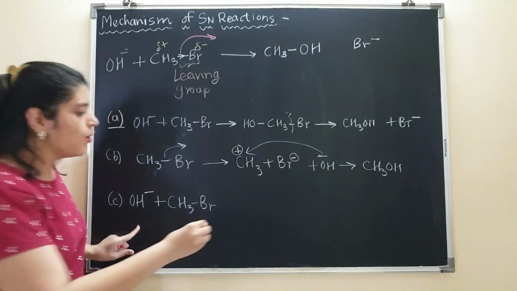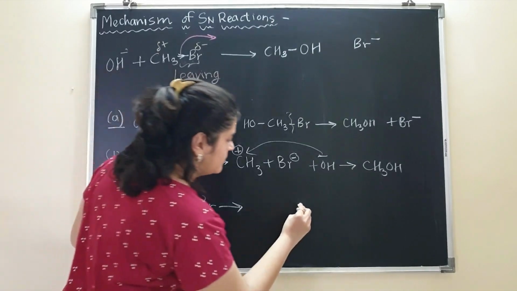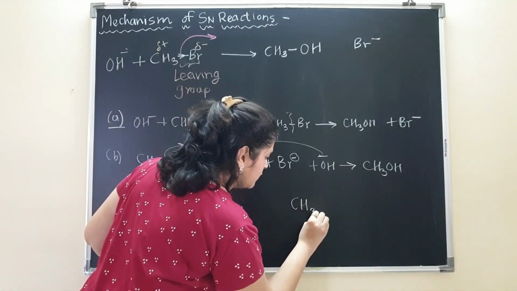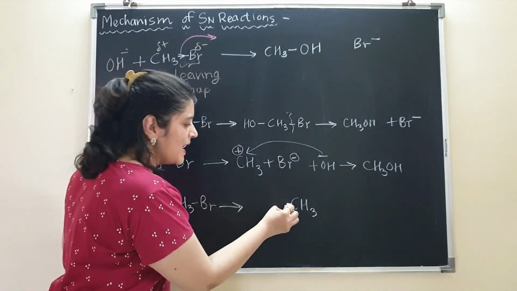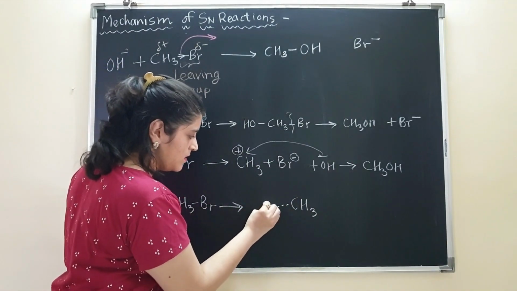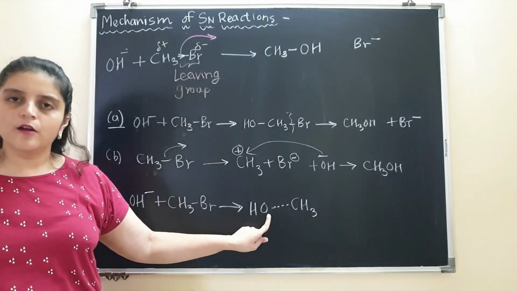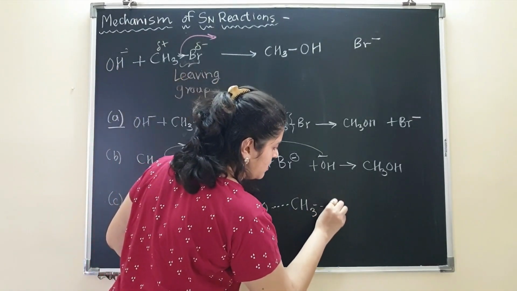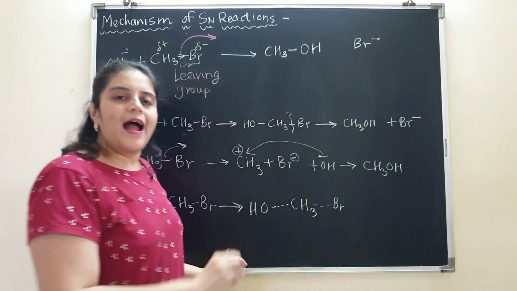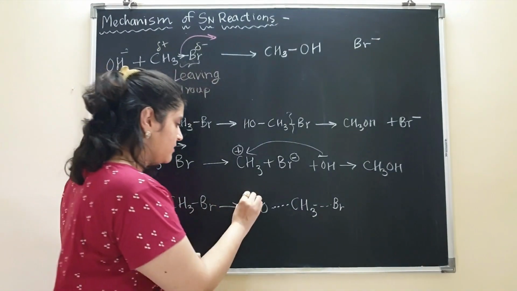CH3Br plus OH minus. Now what is going to happen is, there is CH3 over here. Let us assume that the new bond between C and OH is about to form and the bond between C and Br is about to break.